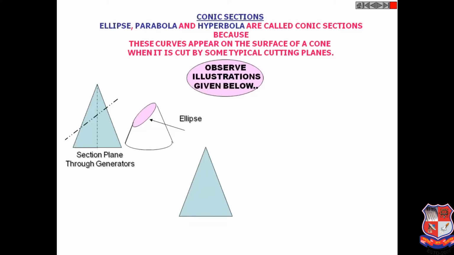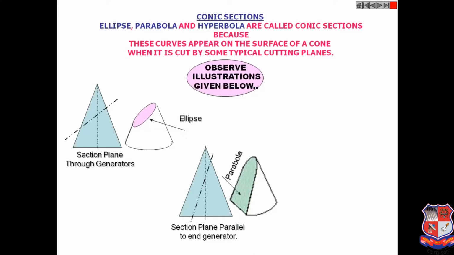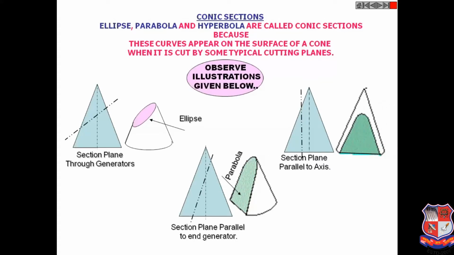After that, whenever the section plane is parallel to the end generator, the object obtained is known as a parabola. In the same way, suppose the section plane is parallel to the axis, you are seeing in this diagram that this one is your axis. So if the section plane is cut parallel to the axis, then the object obtained is known as a hyperbola. So these are the ways by which the ellipse, hyperbola, and parabola are drawn.